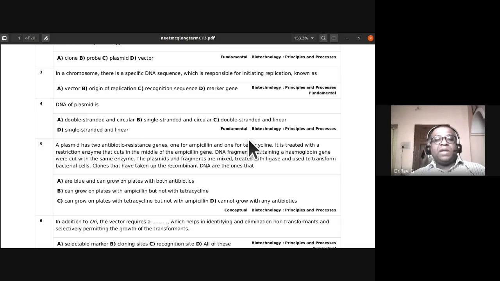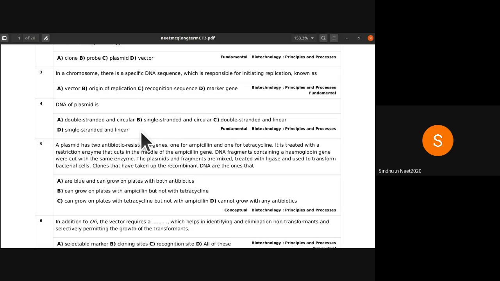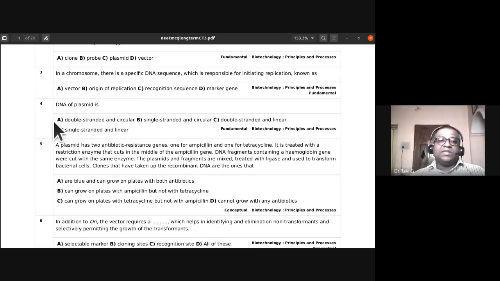The DNA of a plasmid is double stranded and circular, single stranded and circular, double stranded and linear, or single stranded and linear. Which is the correct answer? Double stranded and circular. Yes, double stranded and circular is the correct answer. So A is the correct answer.